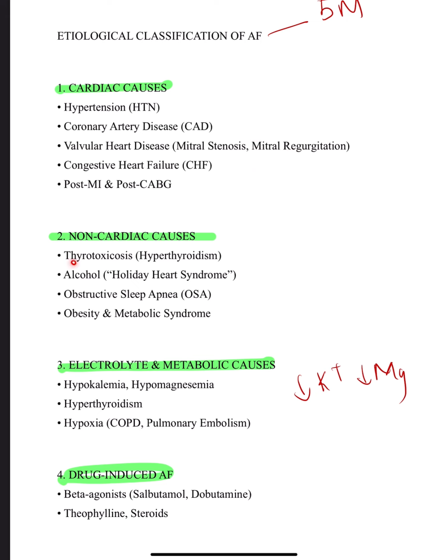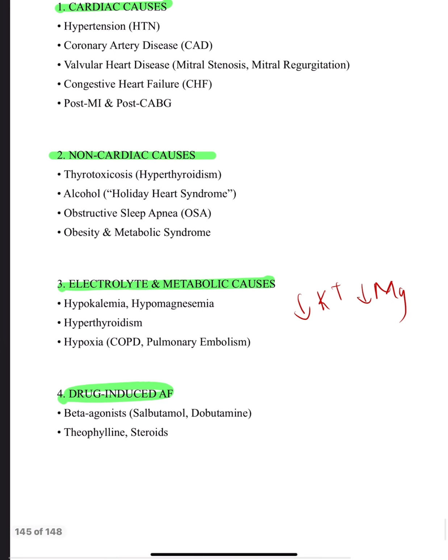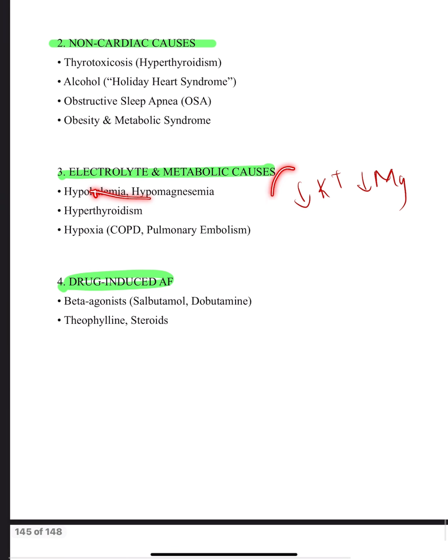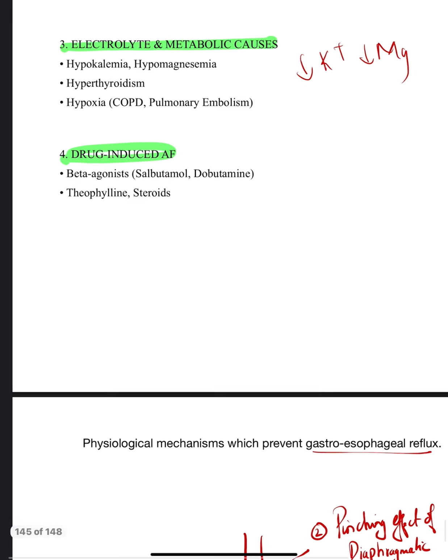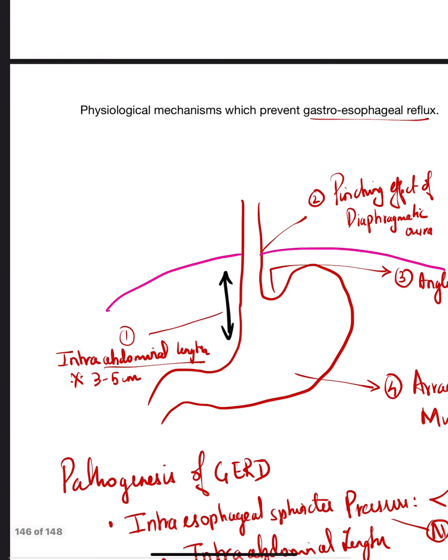Then non-cardiac is thyrotoxicosis, alcohol, OSA, obesity and metabolic syndrome. Then hypokalemia, reduced potassium, reduced magnesium, hypomagnesemia, hyperthyroidism. Hypoxia manifests as COPD and pulmonary embolism. Drug-induced AF is from beta agonists like salbutamol and dobutamine. Theophylline and steroids are other drug-induced causes of AF.